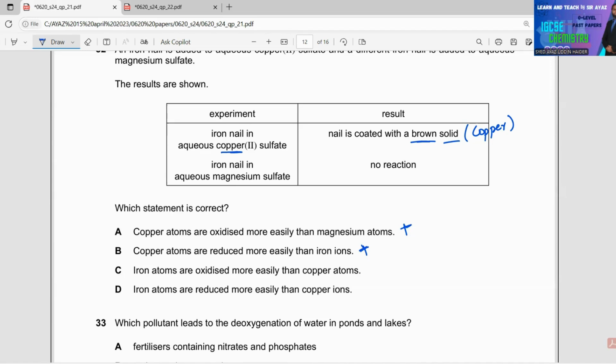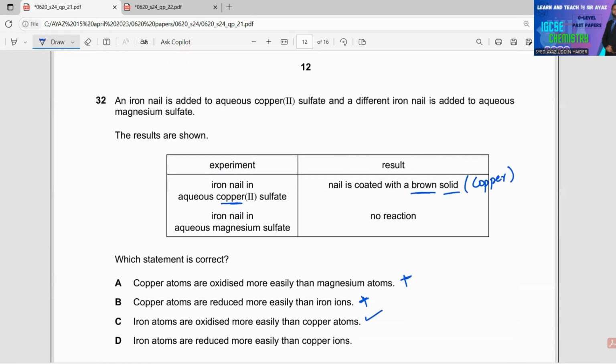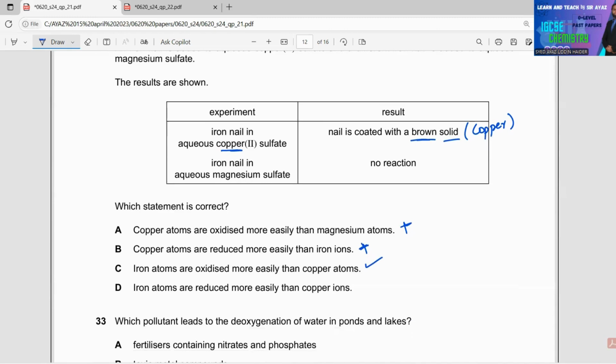C. Iron atoms are oxidized more easily than copper atoms. This is correct because iron is above copper and it will lose electrons or react in preference to copper. Fe is more reactive than copper. Looking at the information in the results, this must be the right statement. For your convenience, I'm reading the last statement. Iron atoms are reduced more easily than copper ions. This is wrong. Iron atoms are not reduced, they are oxidized. So C must be the right answer in this case.